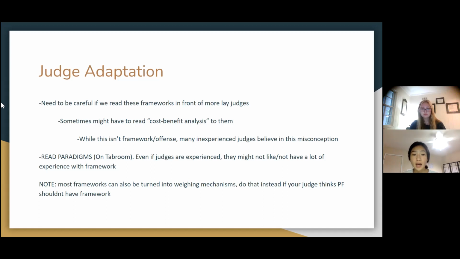And a lot of the times frameworks can be turned into weighing mechanisms. So you could do that if your judge thinks that PF shouldn't have framework. An example of that is if you have a magnitude-based framework, you could just turn that into a weighing analysis at the end of summary and final focus and just say, judge, you should vote for us because you should always prioritize the biggest impact over probability for XYZ reasons.